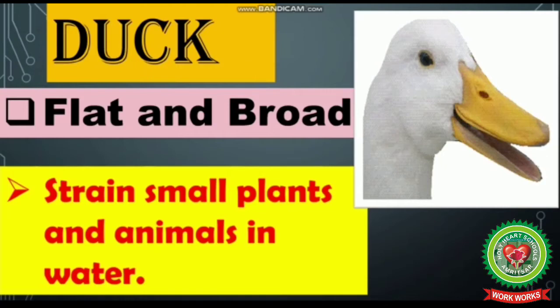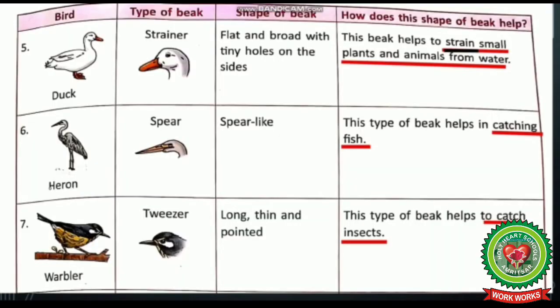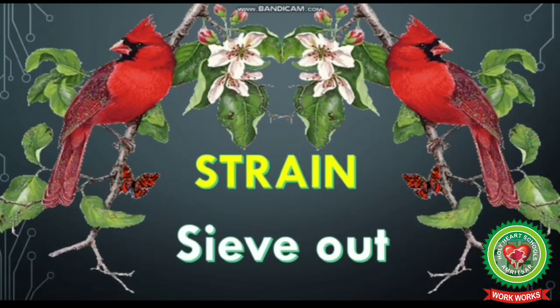And students, through these strainers, mud and water sieve out and the tiny plants and insects remain inside the duck's mouth. Now underline to strain small plants and animals from water. This is the function of this beak. Now underline word strain and write its meaning, sieve out.